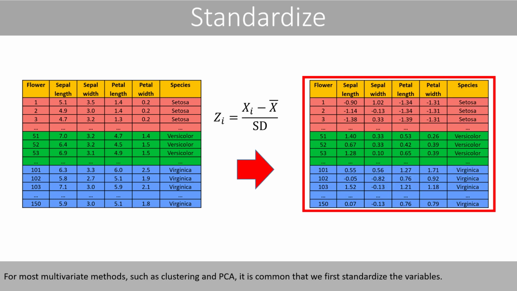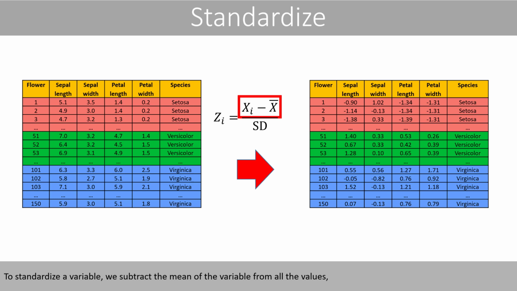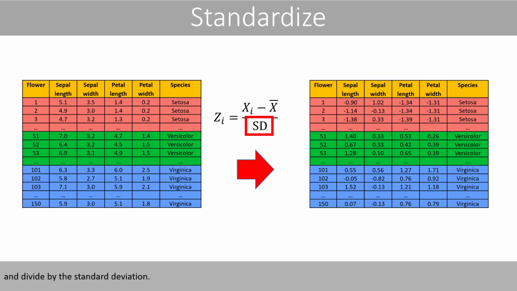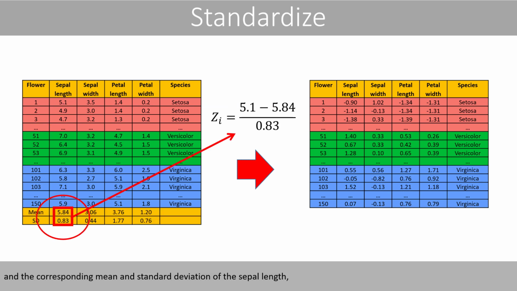For most multivariate methods, such as clustering and PCA, it is common that we first standardize the variables. To standardize a variable, we subtract the mean of the variable from all the values and divide by the standard deviation. For example, to standardize this value, we plug in the value here and the corresponding mean and standard deviation of the sepal length and do the math. We see that the standardized value is about negative 0.9.